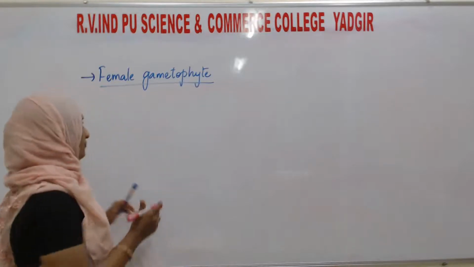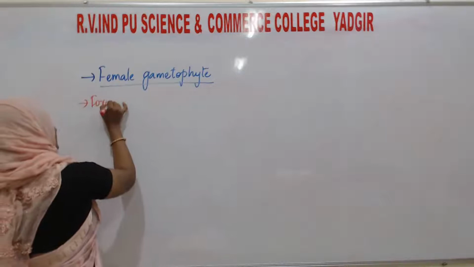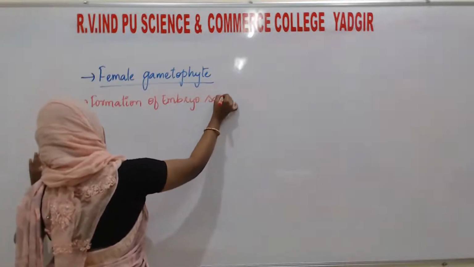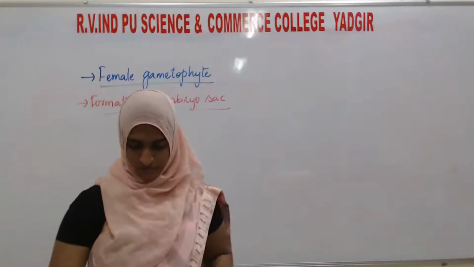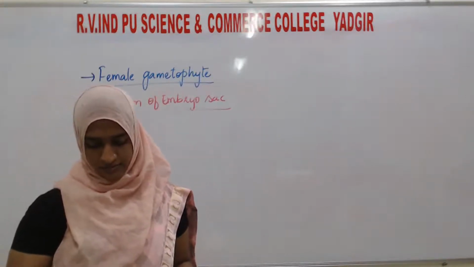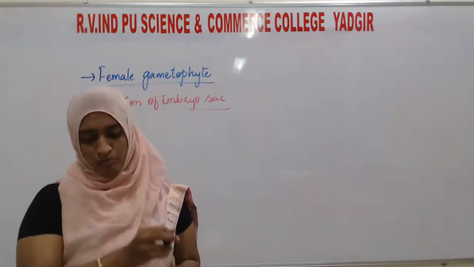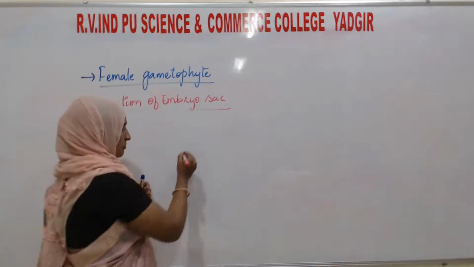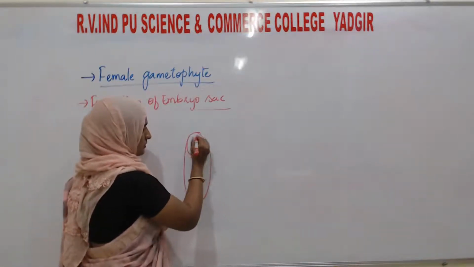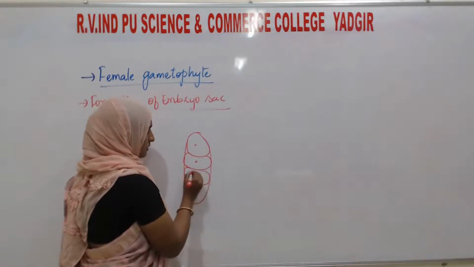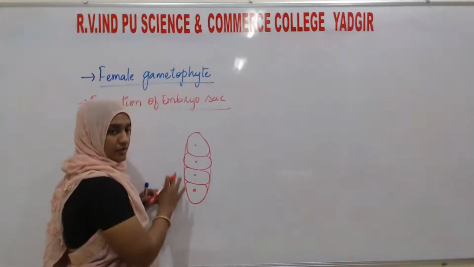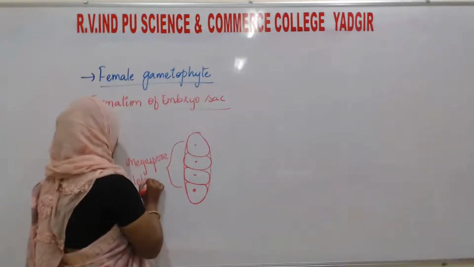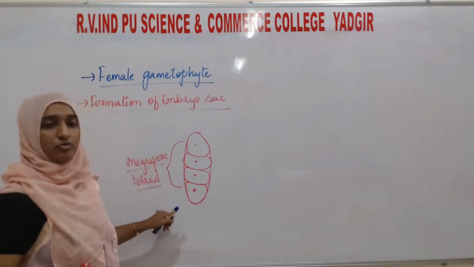Next, the female gametophyte, or the formation of the embryo sac, the female gametophyte. In this formation, already you had studied that there is a formation of 4 cells, like this: 1, 2, 3, 4. This we are calling the megaspore tetrad. What is it? It is the megaspore tetrad.